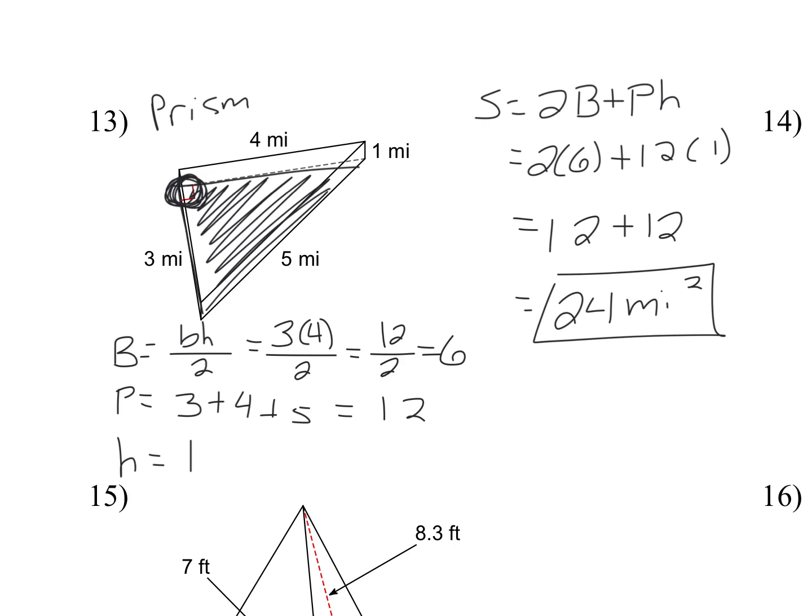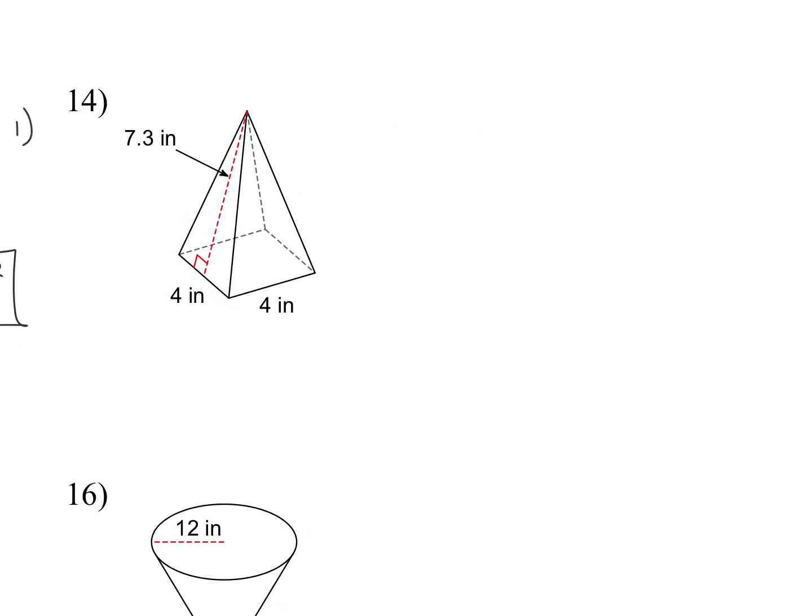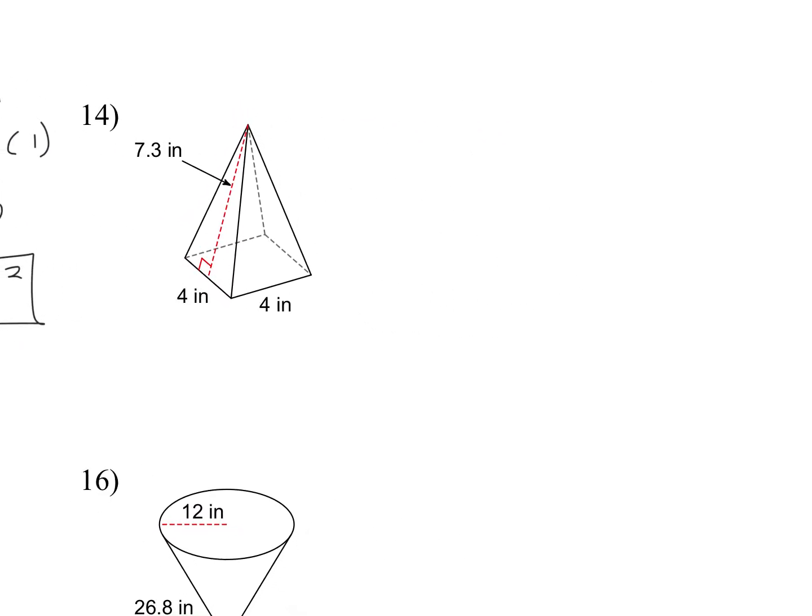Okay. Questions on surface area of prisms? Keep in mind the difference between a rectangular base and a triangular base. Number 14, what is the shape? It is a pyramid. Why is it a pyramid? Because it comes to a point.